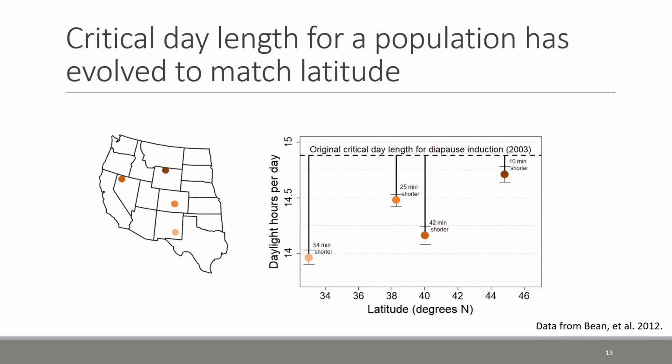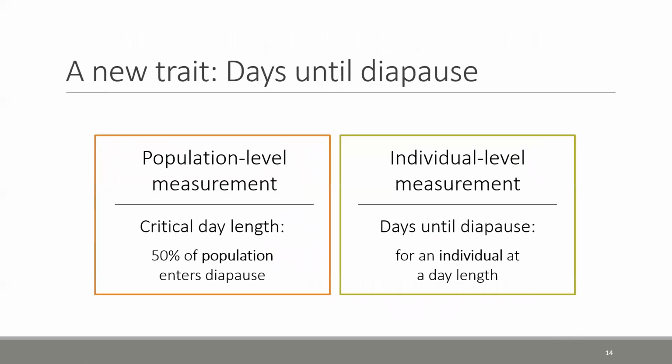Critical day length, though, is by definition when 50% of a population is in diapause. So this is a population level measurement, which means one number for one population. And while this has been really useful in studying diapause timing, we wanted to use an individual level measurement to better understand the variation between individuals and also the genetic basis of the trait. So we defined our own trait called days until diapause. This is the number of days it takes a single individual to enter diapause after we switch that beetle into a new day length.